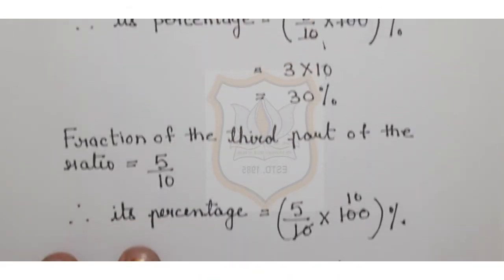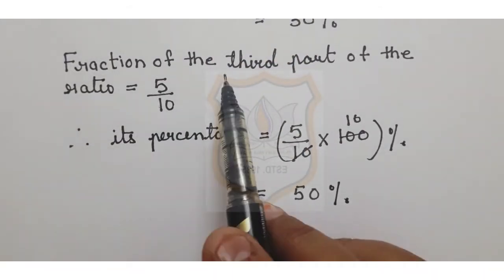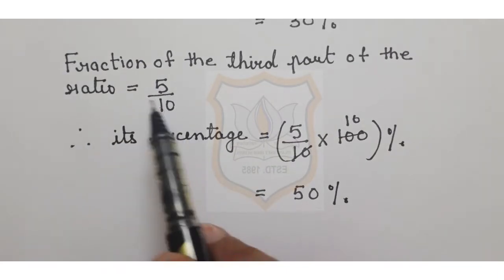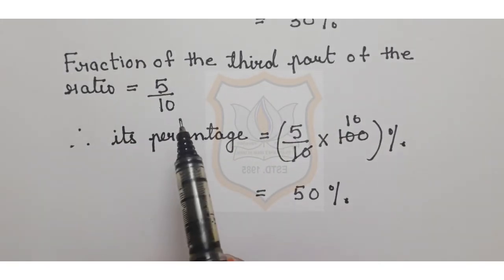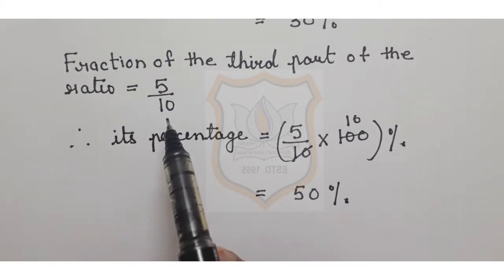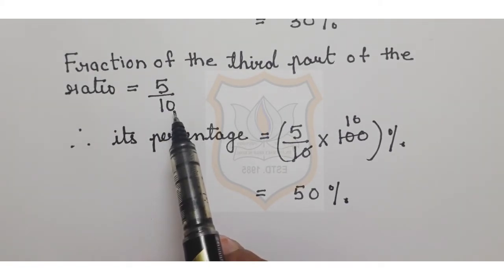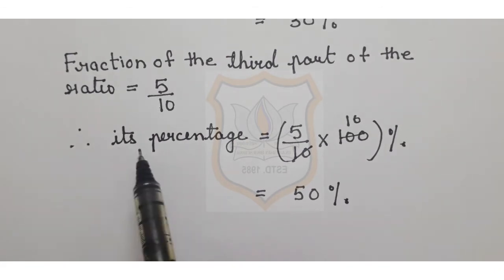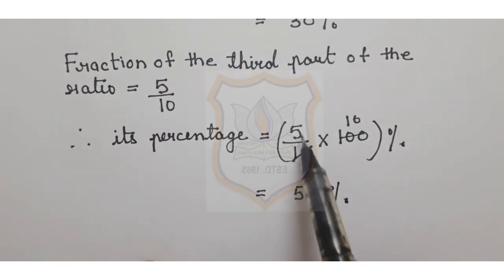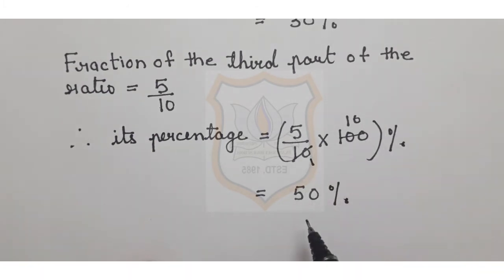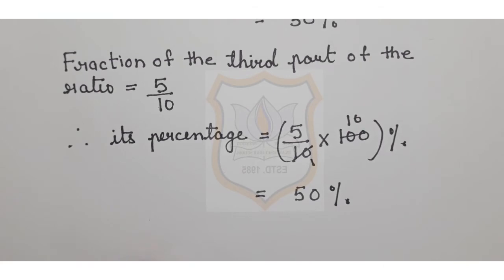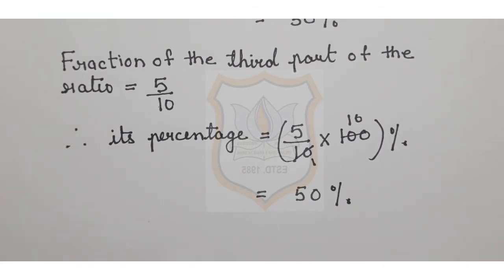Now the third ratio, the fraction of the third part of the ratio, that is 5 upon 10. Why 5 upon 10? Because the third ratio is 5. 5 upon the total number of equal parts, that is 5 upon 10. Its percentage is equal to 5 upon 10 into 100. 10 ones are 10, 10 tens are 100. 5 into 10 is equal to 50%. So in this way, we can find out the percentage of the ratios given.